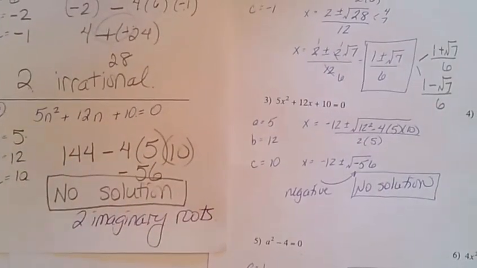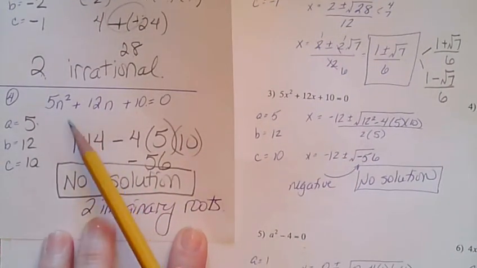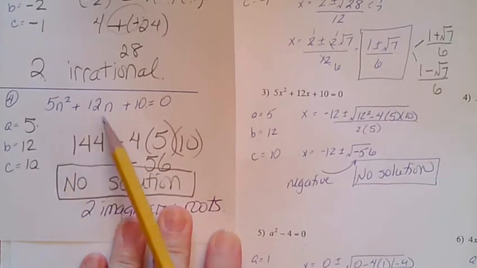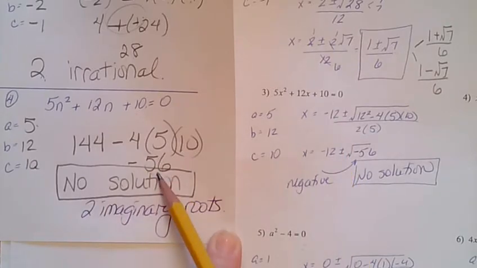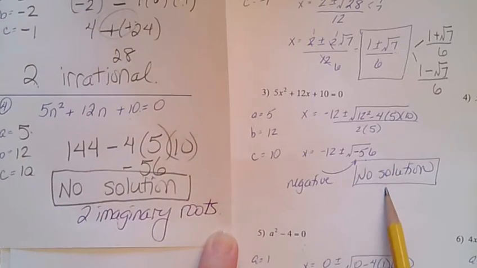So let's put these side by side. Okay. So here we have the 5n squared. Okay, I used the letter n for whatever reason, but 5, 12, 10. Our discriminant was negative 56, and here it is. As soon as you get a negative in the square root sign, you cannot take the square root of a negative number in Algebra 1, so we go ahead and we say that there is no solution.